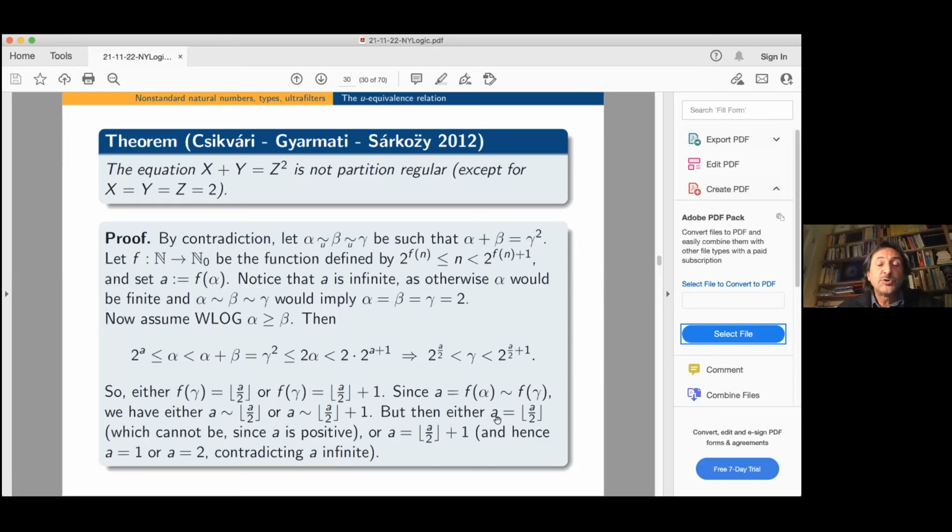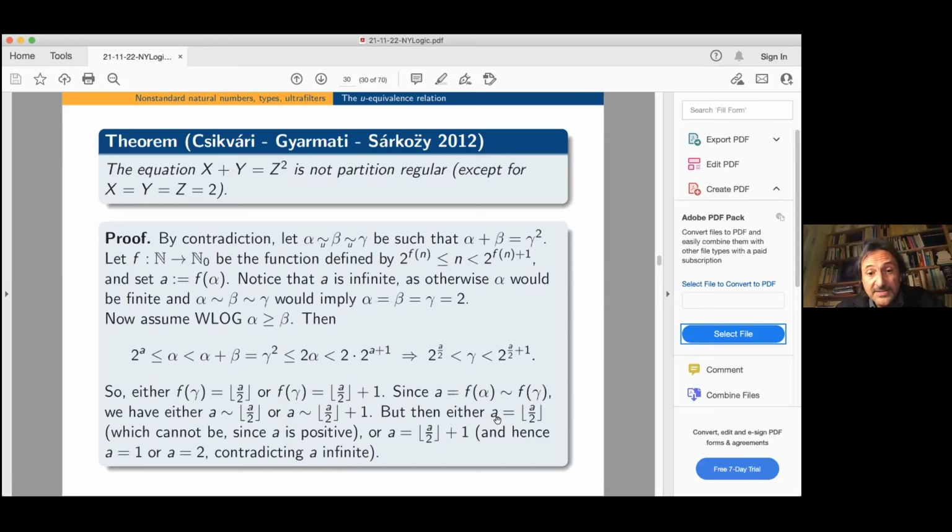Now, let us assume without loss of generality that alpha is greater than or equal to beta. And then you have this very simple line of inequalities. So of course, by definition, 2 to the a is less than or equal to alpha. Alpha is smaller than alpha plus beta, which is equal to gamma square. Of course, gamma square is less than or equal to 2 alpha because we are assuming alpha to be larger than or equal to beta.